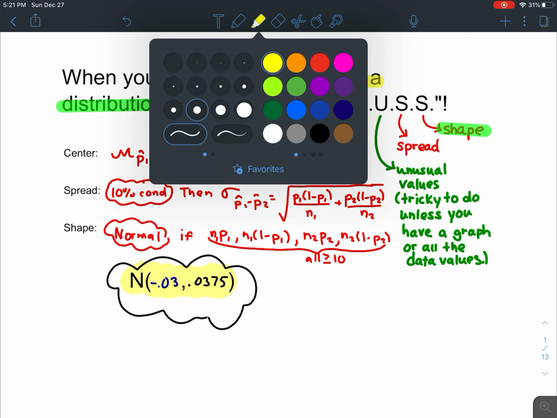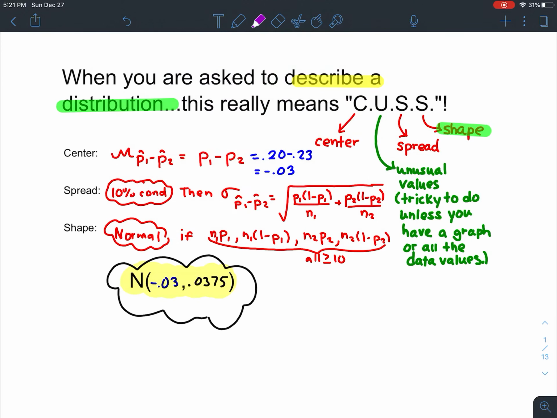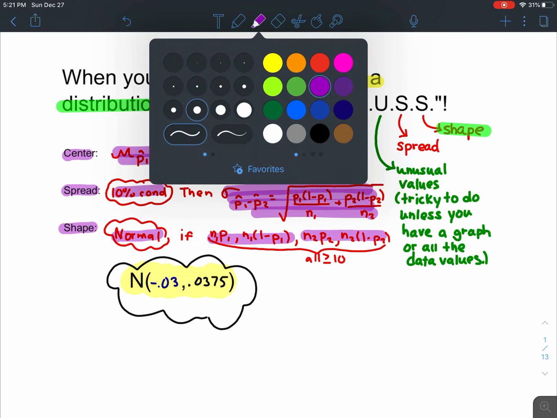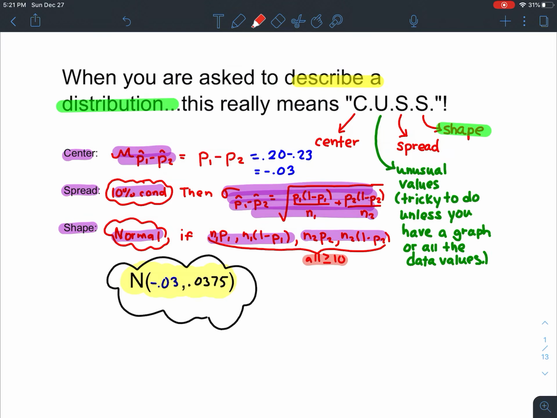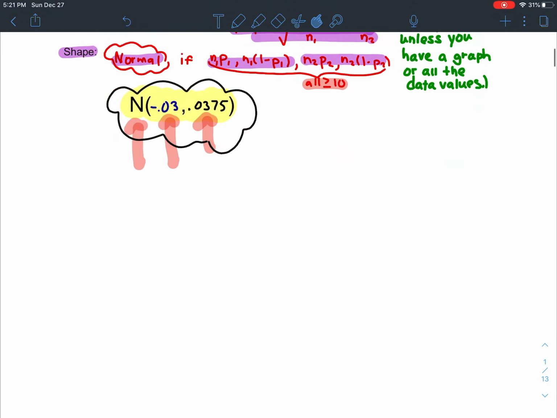Okay, we're just coming off the heels of section 10.1, which is looking at the center, the difference between two sample proportions, and the spread given by this formula on the formula sheet, but you have to show the 10% condition first. And then the shape, you can say that it's normal provided for each population you have shown that the number of expected successes and the number of expected failures are all at least 10. Okay, and then you can summarize shape, center, and spread.